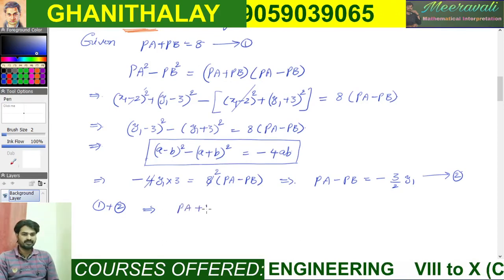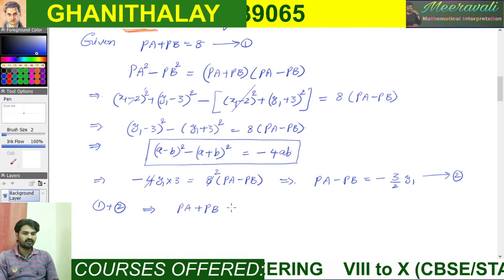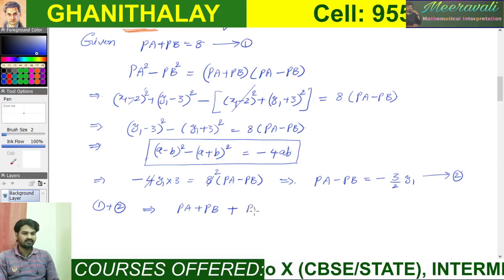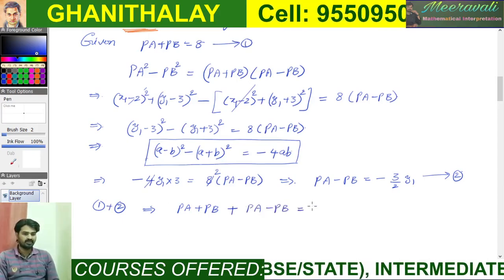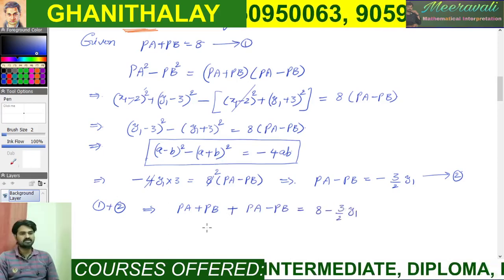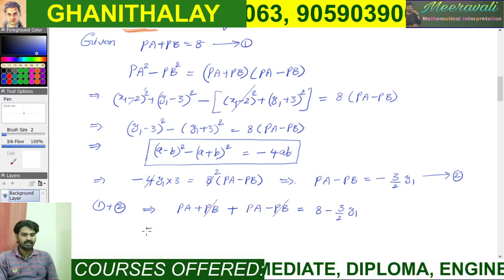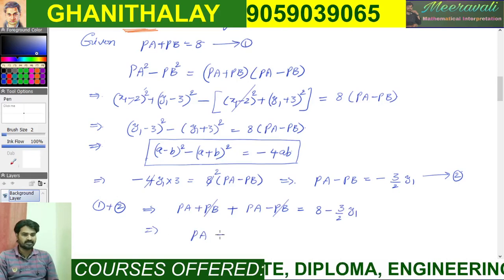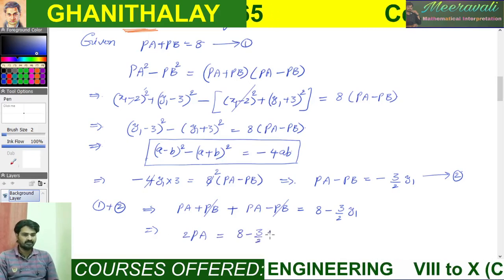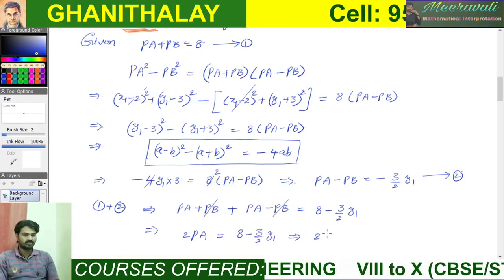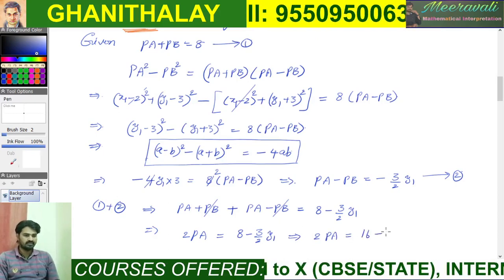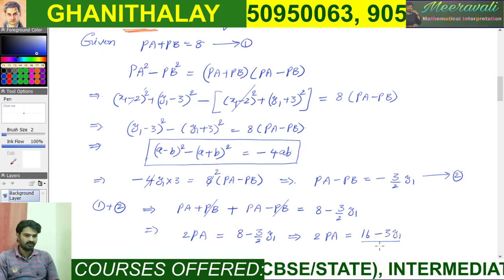PA plus PB. This is the left hand side of the first equation plus the left side of the second equation minus PB is equal to... you can add the right hand side of both equations, you will get this one. Now PB cancels, again here you get PA plus PA, 2PA is equal to 8 minus 3 by 2 y1. Okay, now 2PA is equal to, doing LCM here, (16 minus 3y1) by 2.